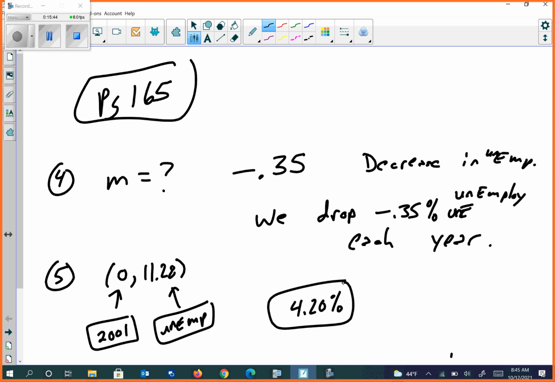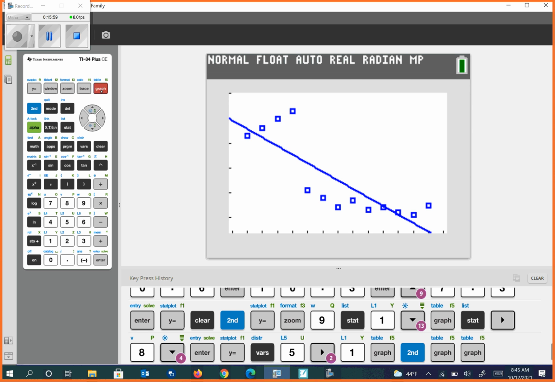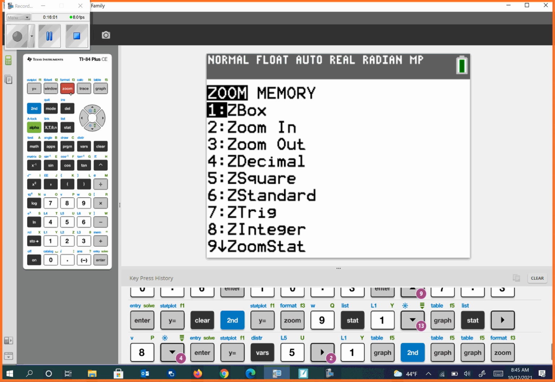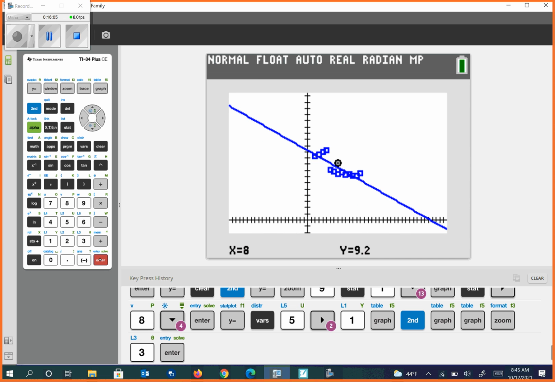Use this regression model to predict the unemployment rate in 2016. How about 2050? Okay. So I'm going to go back to our calculator, go back to my graph. I'm going to zoom out because now we're really extrapolating.